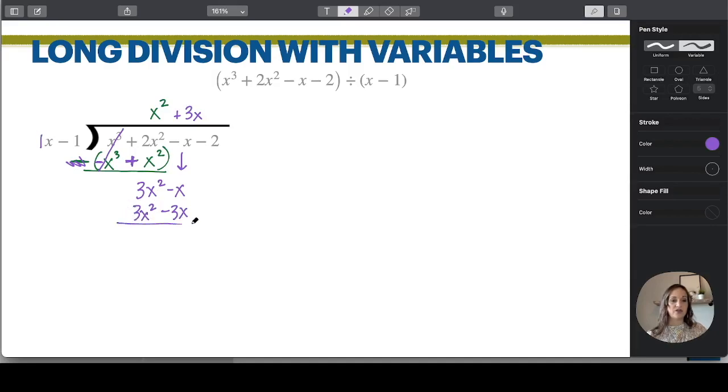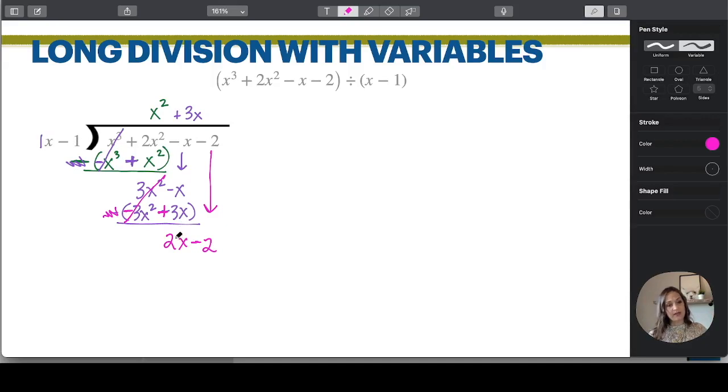Now, don't forget though, you are subtracting that from the previous one. So you have to change the signs. So when I distribute this negative, this becomes a negative, and this becomes a positive. 3x squared minus 3x squared go away. They cancel each other out. Negative x and 3x give me a positive 2x. And now I bring down my last term. If I haven't lost you yet, just bear with me.